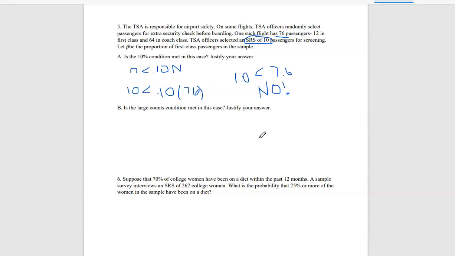All right, large counts condition. All right, what is the large counts condition for? All right, and then what is the large counts condition formula? All right, my successes and my failures must be greater than or equal to 10. So remember, successes is n times p, and failures is n times 1 minus p. All right, so we know our n is 10. All right, what's our probability of success?